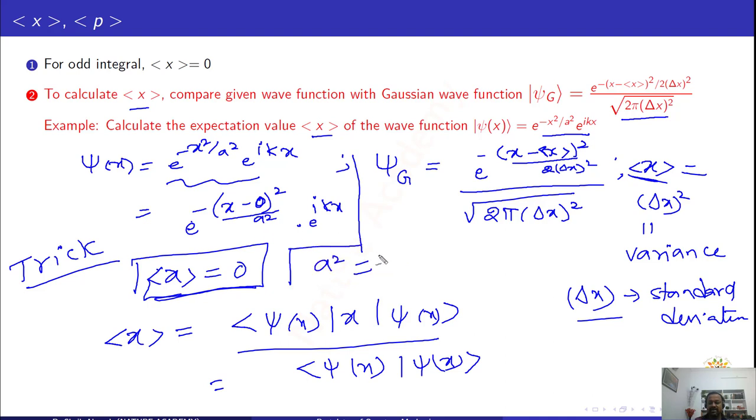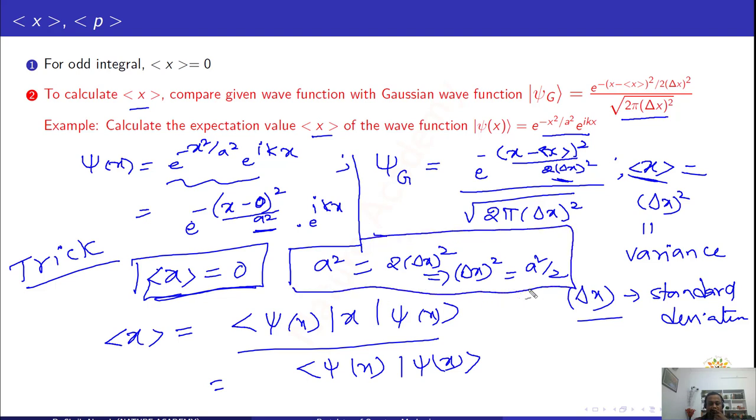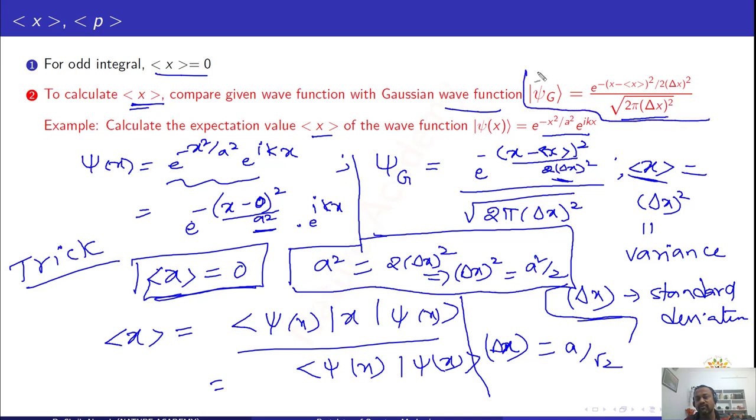From the given wave function, a square will be equal to 2 into delta x square. If you compare both wave functions, a square equals 2 delta x square, or I can write the variance delta x square will be equal to a square by 2. Sometimes in the exam they will ask you to calculate the variance, or they may ask for the standard deviation. Standard deviation is delta x, that is simply a by root 2, right? So the first point is, for an odd integral the expectation value of position is 0. For any other integral, to calculate the expectation value of x, compare the given wave function with the Gaussian wave function. So for this you have to remember the Gaussian wave function formula.